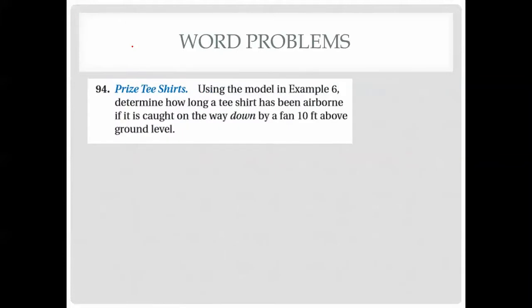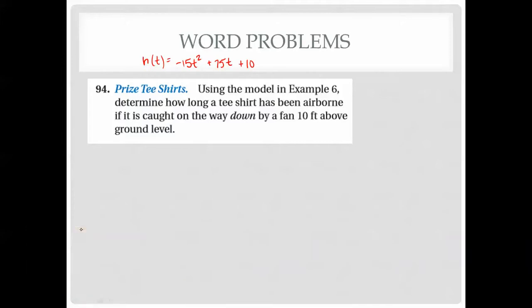All right, next one. We're going to use the same equation, which was h of t equals negative 15t squared plus 75t plus 10. And we're going to determine how long a t-shirt was airborne if it's caught on the way down by a fan 10 feet above ground level. So let's take a look.